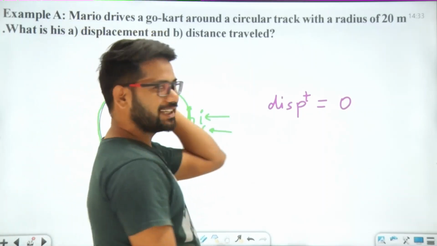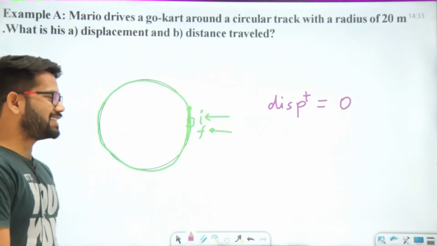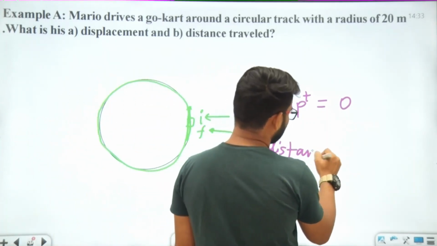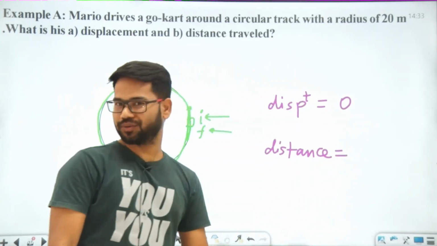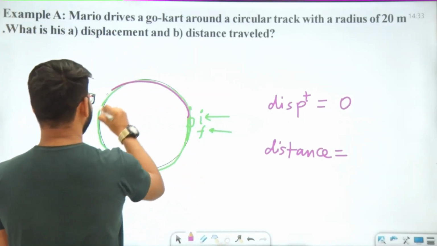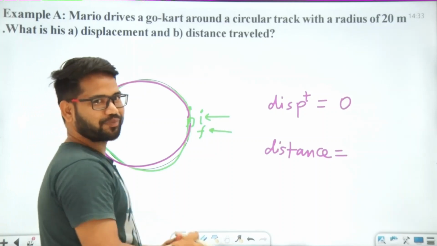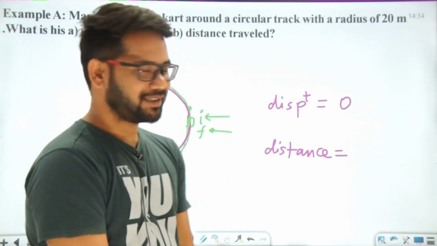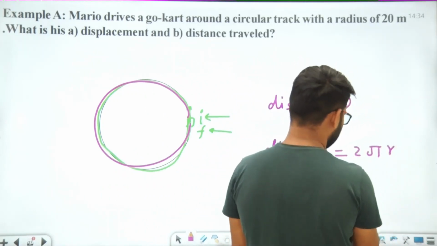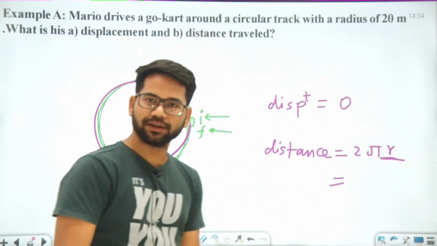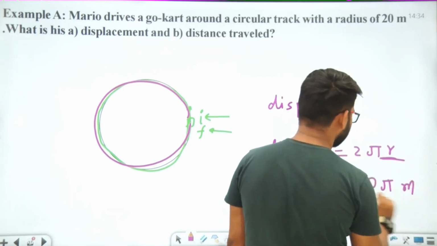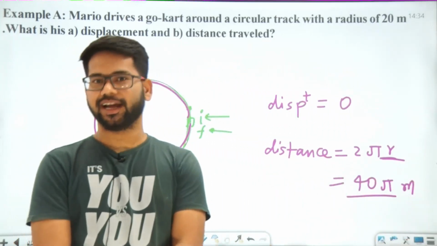Now students, think about the distance traveled. Is distance traveled 0? You are going to say no, distance traveled is not 0. Distance traveled will be this path length. So what will be this circular path length? The circumference of the circle, and you know it's 2 pi r, and we have radius as 20 meters, so we got the answer as 40 pi meters. That will be the distance traveled, right?